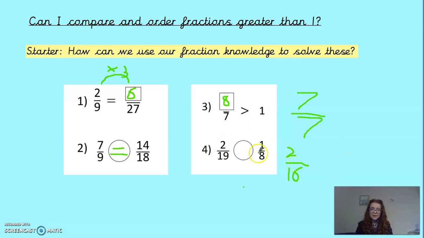They're identical numerators. My denominator is different, but my bigger denominator means it's the smaller fraction because there are more parts to it. So each part is smaller. So that must mean that this one is less than this one. So 2/19 is less than 1/8. So it's going to go like this. And here is your answer. I hope that reminded you of some of our fraction knowledge that we've been using.